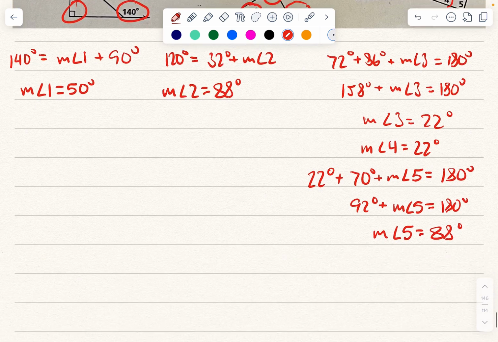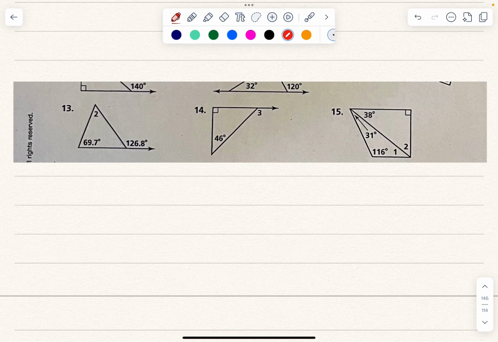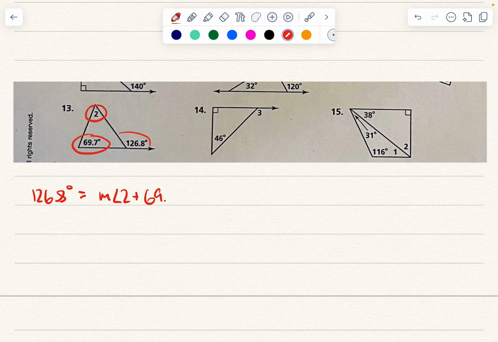All right, this last set, number 15 is probably the most challenging because it gives you some angles that you might want to think are exterior angles, but they're not. But we'll get to that one in a second. 13 and 14 are very simple. We know that 126.8 is this exterior angle, and it must be equal to the sum of the 2 remote interior angles. The measure angle 2 plus 69.7. So all we have to do is subtract 69.7 from both sides, and we'll end up with the right answer. And that is 57.1 degrees is equal to the measure of angle 2.